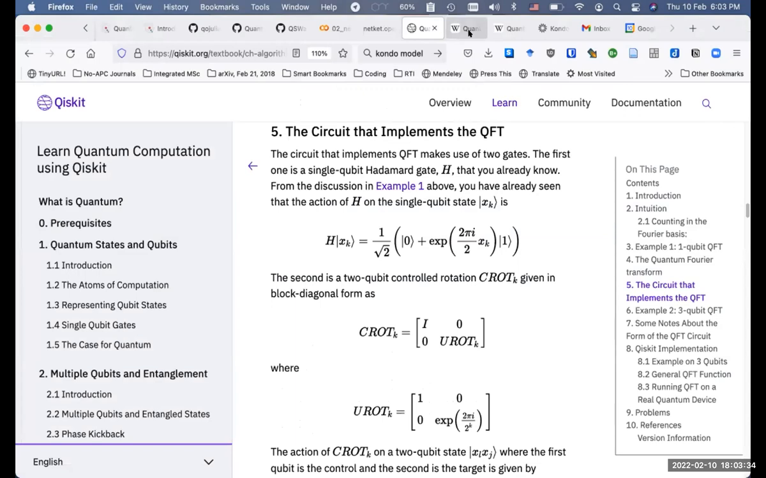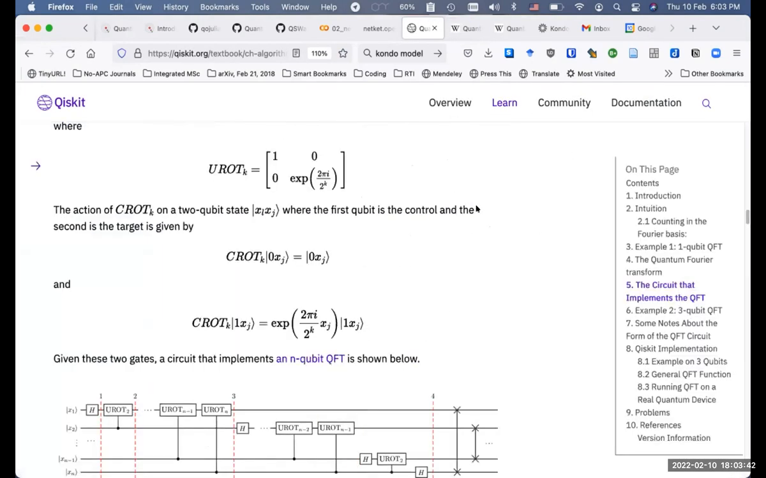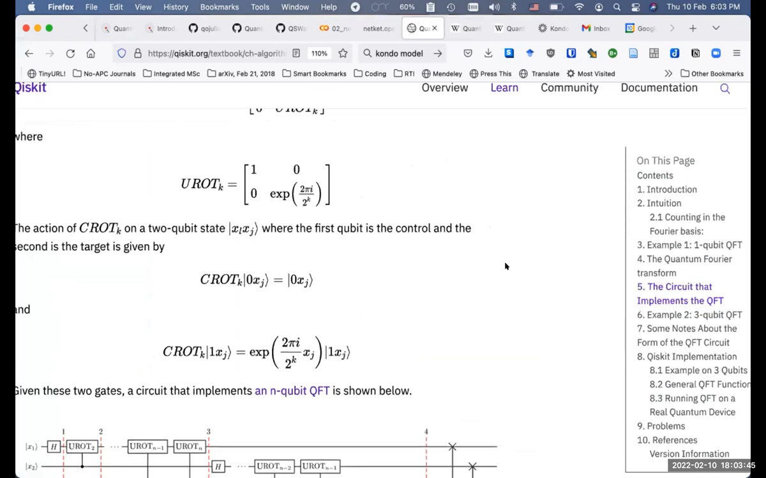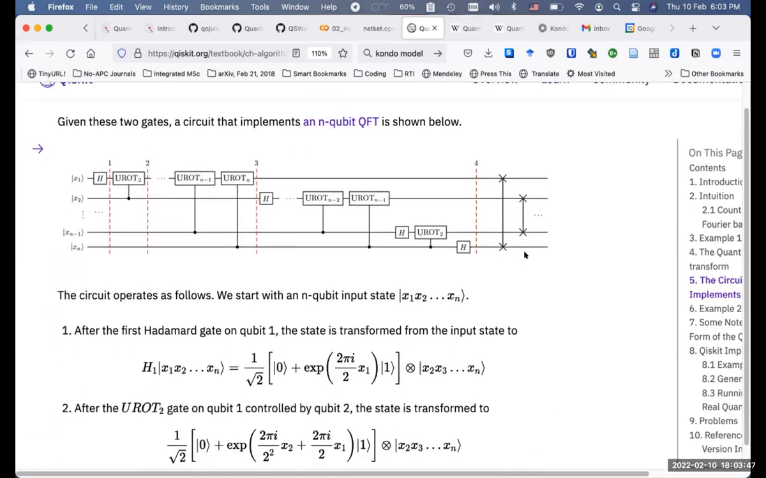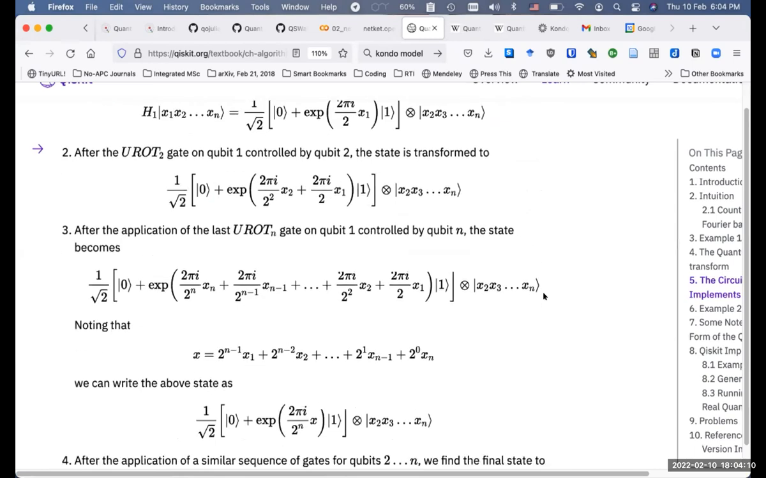And again, this is the Qiskit chapter on this. So now, after going through all of these details, this circuit should become more transparent to you, right? Hadamard, controlled rotations, n minus one controlled rotations, then Hadamard again, n minus two controlled rotations and so on, and then swapping everything.